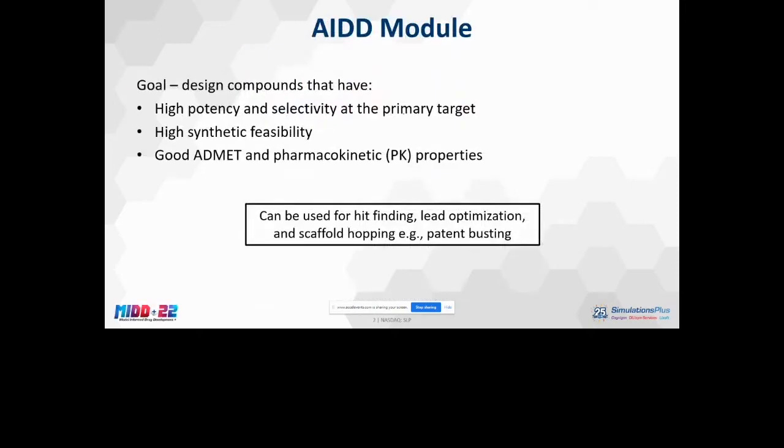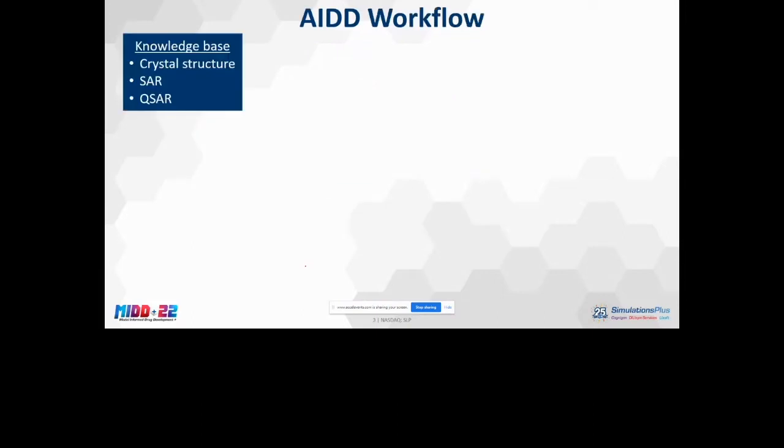So the AIDD module, the goals for the design are to produce compounds with high potency and selectivity to the primary target, have high synthetic feasibility, and then good ADMET and pharmacokinetic properties. The pharmacokinetic properties will be calculated via the HTPK module that Dave Miller talked about earlier today. And it can be used in various phases of the lead discovery process, so hit finding, lead optimization, and then scaffold hopping.